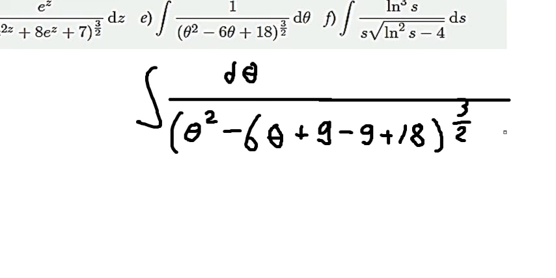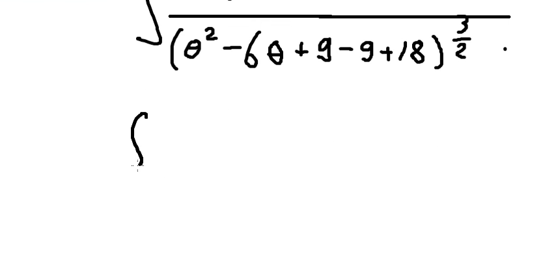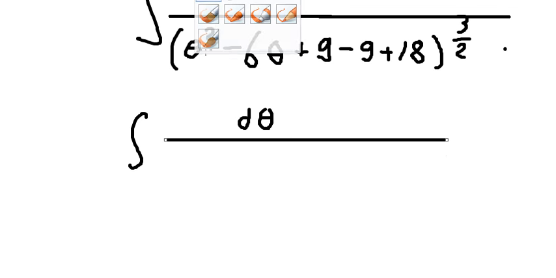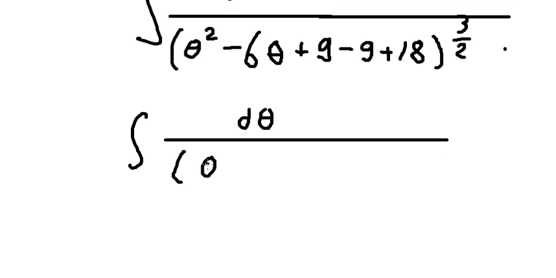So this one, we got d theta over theta squared minus 6 theta plus 9. We can change it into theta minus 3, everything to the power of 2. This one you got positive 9.